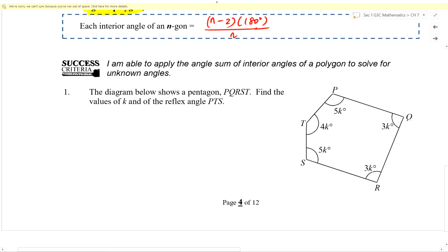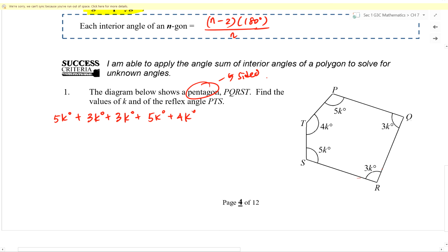This is a pentagon, 5-sided. Find the values. I can see that the interior angles are all unknowns. However, there's something that I am able to find out. I am able to write down the total interior angle for a pentagon. So let's add everything up: 5k degrees plus 3k degrees, another 3k degrees, another 5k degrees, plus 4k degrees.